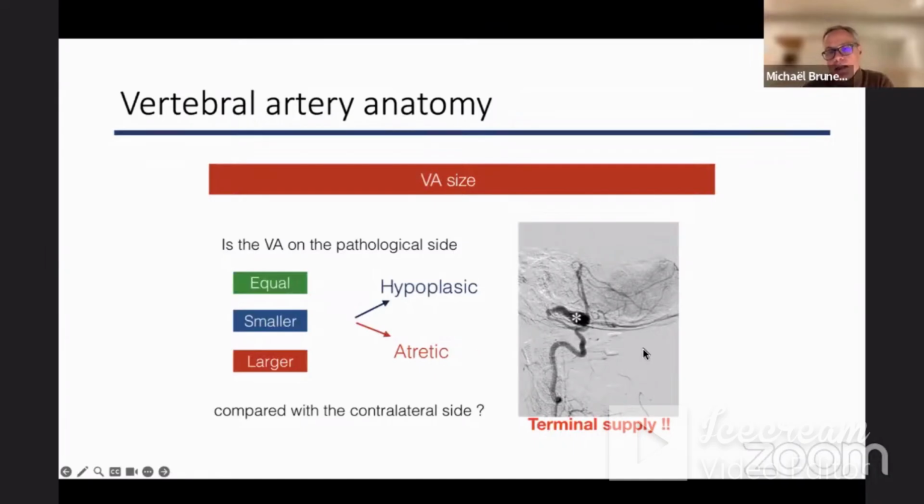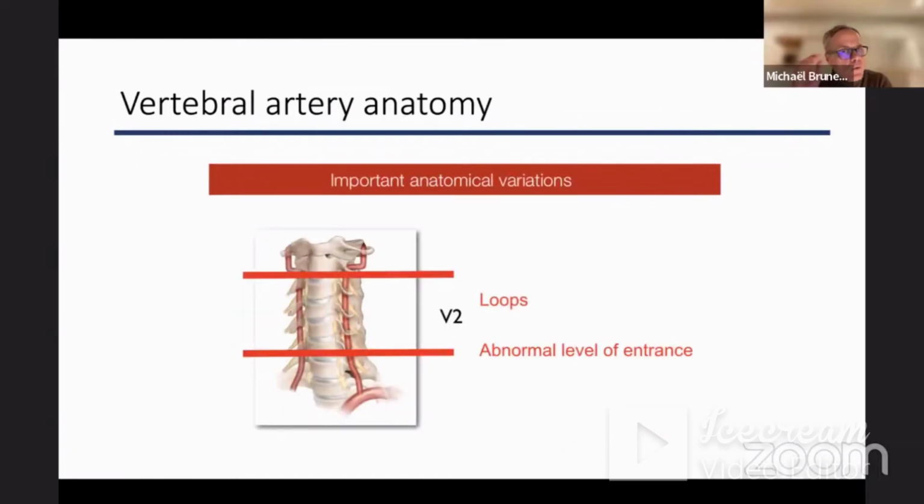And then in case of an atretic vertebral artery, if there is a problem with the management of the artery, in case of injury or sacrifice during the surgery, you expose the patient to devastating consequences with stroke in the posterior fossa because it's the territory of the PICA. So it's a terminal supply. What are the other important anatomical variations that you have to know when you are exposing the vertebral artery?